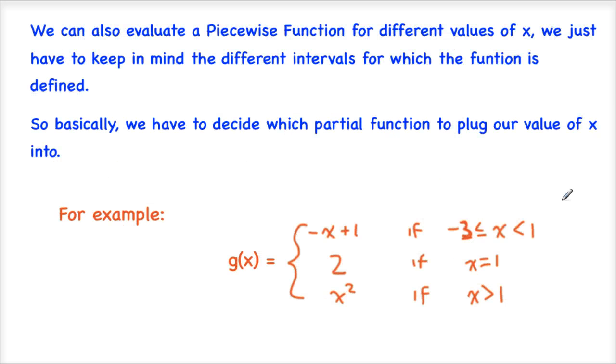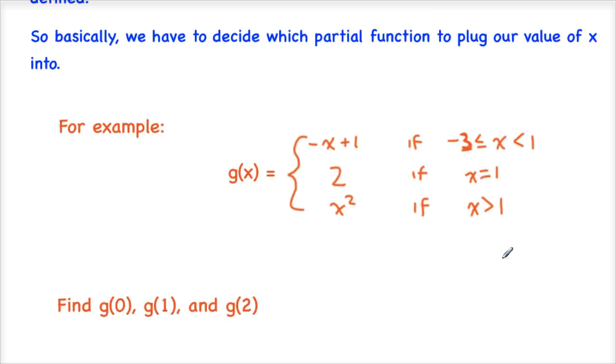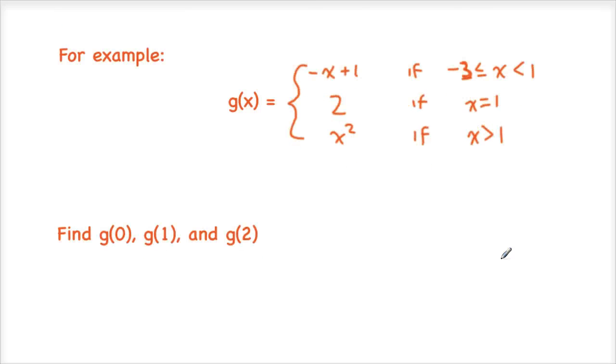Okay, so we said we can graph these. We can also evaluate them. So we can evaluate a piecewise function for different values of x. The biggest thing to keep in mind is that if I'm evaluating this for a different value, make sure you're plugging it into the appropriate partial function depending on what the intervals are. So if I have g of x here, and then I want to find g of 0, g of 1, and g of 2, I want to identify which one of these functions I'm supposed to use when I evaluate these.